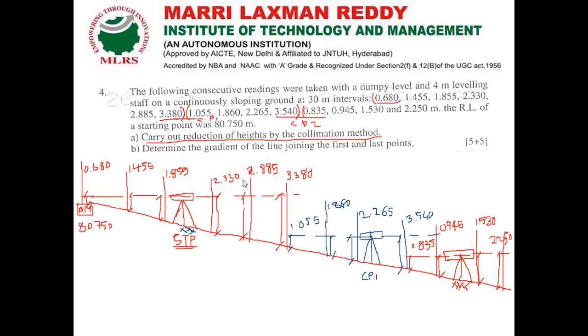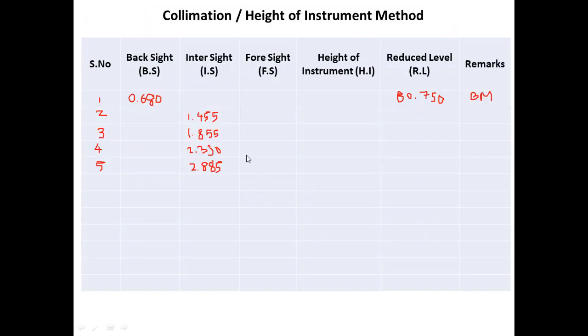Next 3.380. So with respect to this position of instrument, this is the last point, so we have to write this 3.380 at foresight. This is our sixth reading.